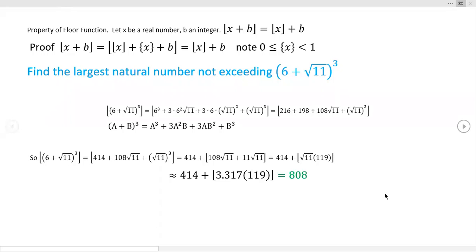This was motivated by a problem on the well-known PreMath Channel, and their problem was: find the largest natural number not exceeding a binomial squared. It was completely arithmetic, and you weren't to use a calculator. Well, I amped it up a little bit. This is a binomial cubed, and again, no calculators. You have to do this by hand.